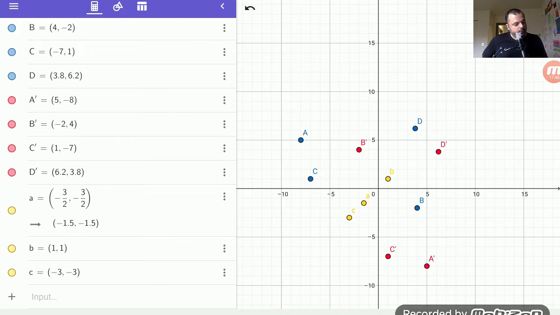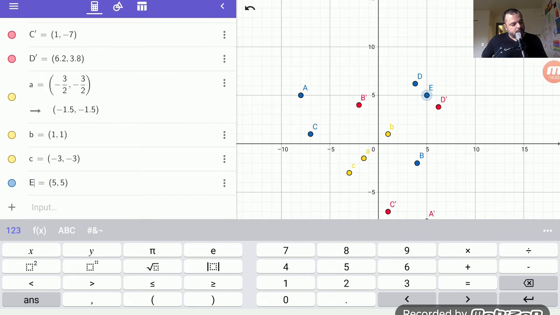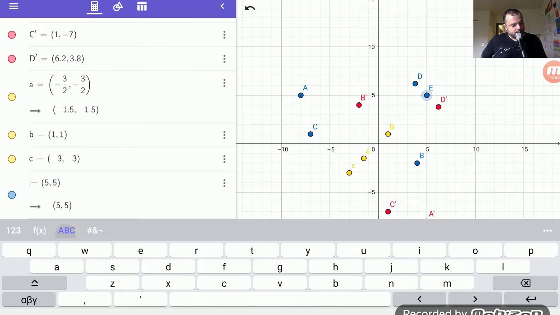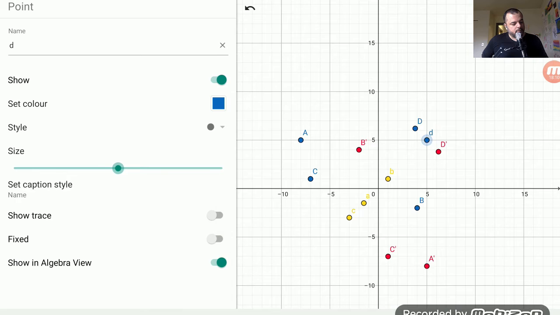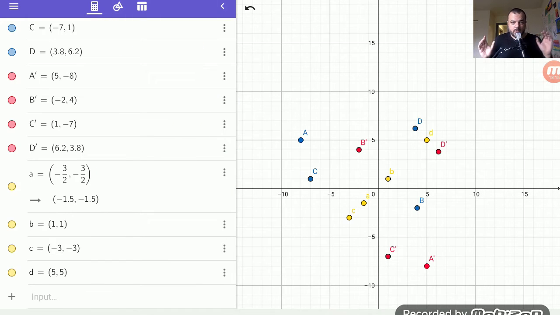Perfect. Now the last point, which is D. For D, we got 6.2 plus 3.8, so we got 10. 10 divided by 2 is 5. So the middle point is going to be 5, 5. And this is D small. Change the color. We got these middle points between A and A prime, B and B prime, and so on.